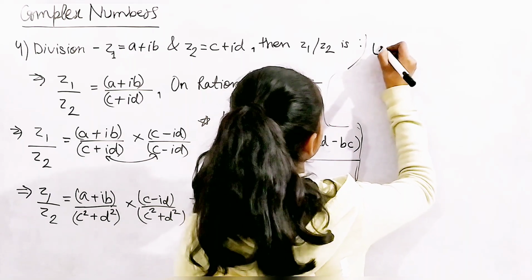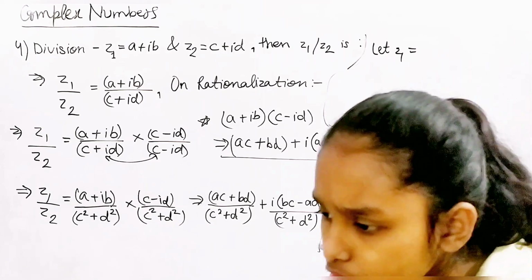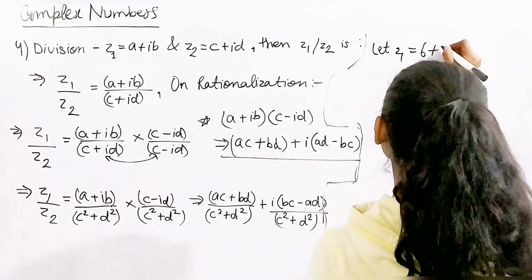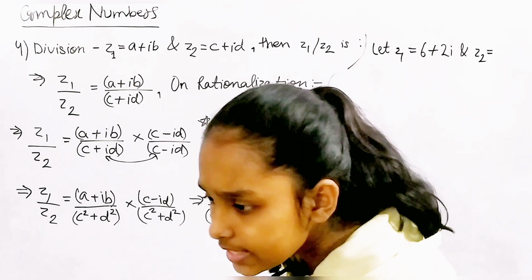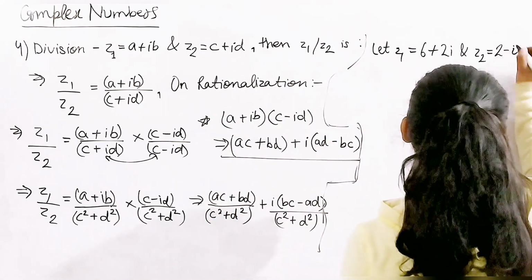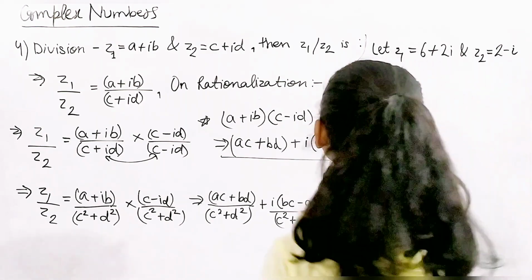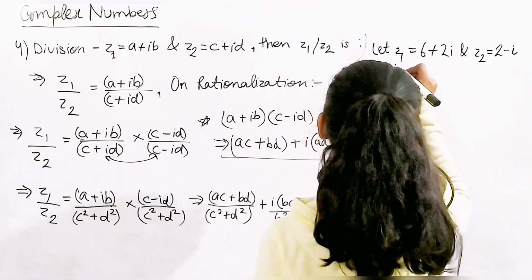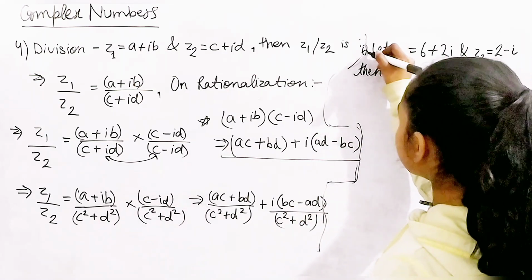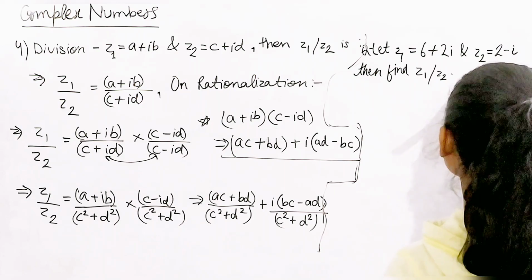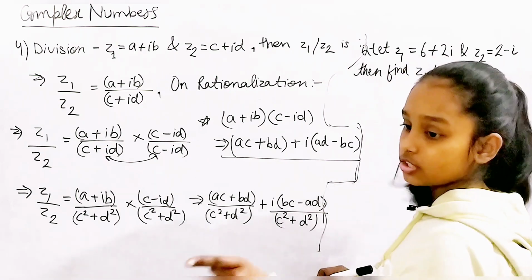So the question is that Z1 is equal to 6 plus 2 iota, and Z2 is equal to 2 minus iota. Then what do we have to find? Find z1 by z2. So this is a simple question here. Let z1 be equal to 6 plus 2 iota and z2 be equal to 2 minus iota. We have to find z1 by z2. So this is the question.